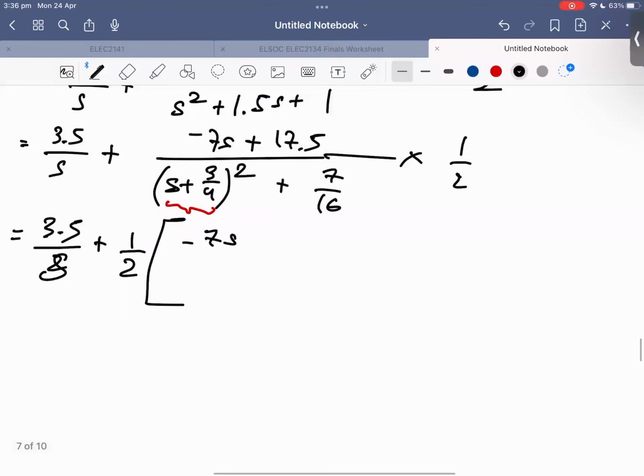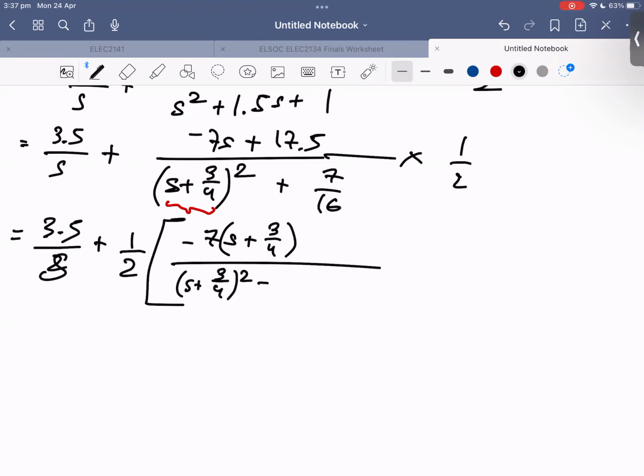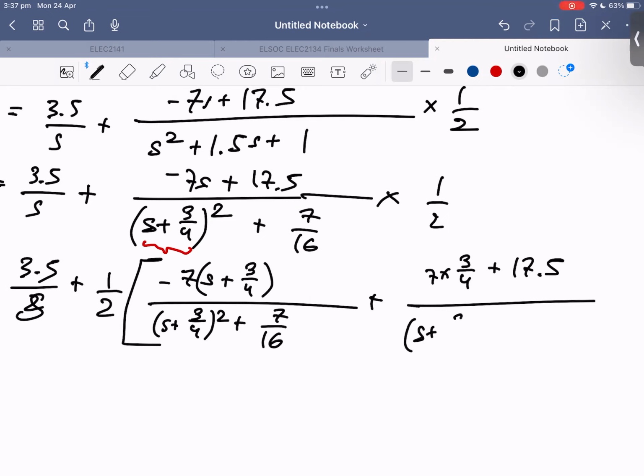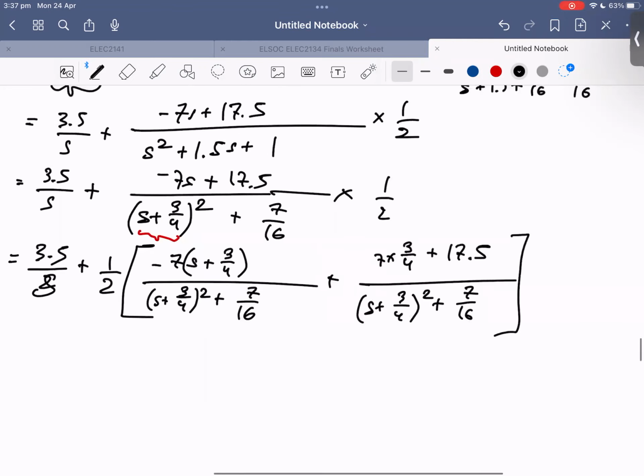So once again, I can write 7 times s plus 3/4 divided by s plus 3/4 whole squared plus 7 divided by 16. And now I have to keep the equation the same because I've just changed it, right? So I've got negative 7s minus 7 times 3/4. So I need to add that back. So that's 7 times 3/4. And then we have the 17.5 from before, over s plus 3/4 whole squared plus 7 on 16. Okay, so we have that.